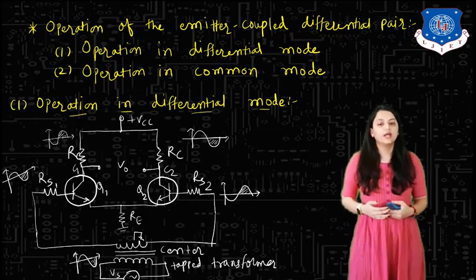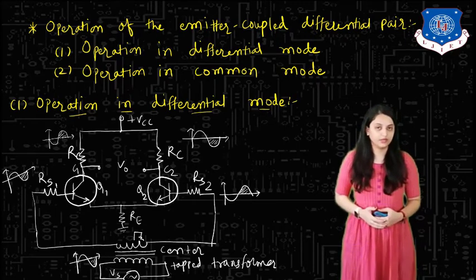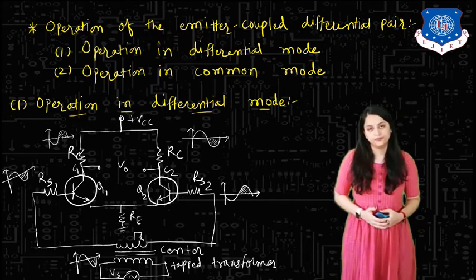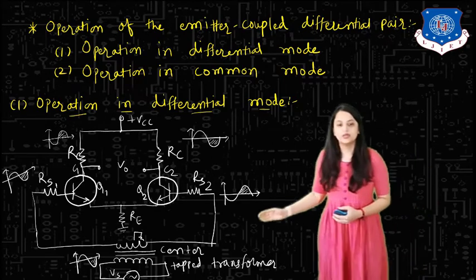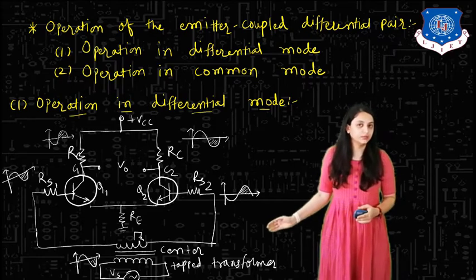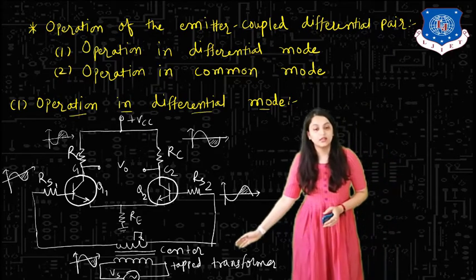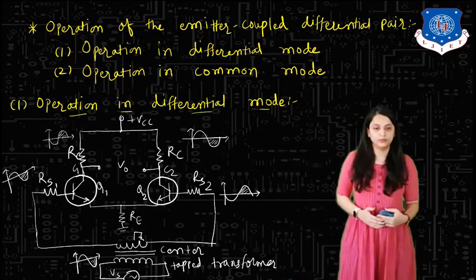Now, if we look at the operation of the emitter coupled differential pair, there are two modes of operation. First one is operation in differential mode, and the second one is operation in common mode. So let us see the first one, that is operation in differential mode. In differential mode, the two inputs given to the terminals will be different from each other. For that, a center-tapped transformer is used, which will provide the phase shift to the two input terminals.